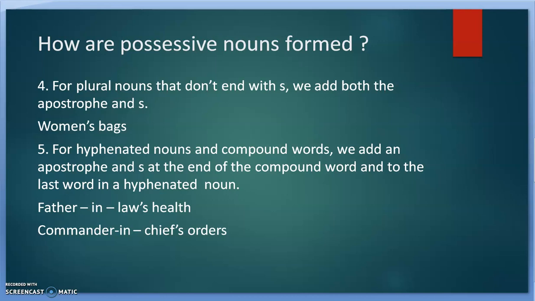Here in the next slide, we continue with the different cases. For plural nouns that don't end with S, we add both apostrophe and S. We know there are several plural nouns like child becomes children, man becomes men, woman becomes women. So here, women's bags, that is, there are more than one woman. It's a plural here, but it does not have an S in it. In order to make it a possessive noun, we will use apostrophe along with S.